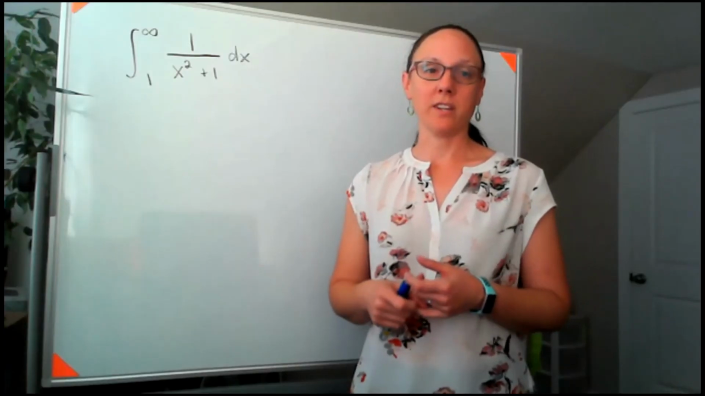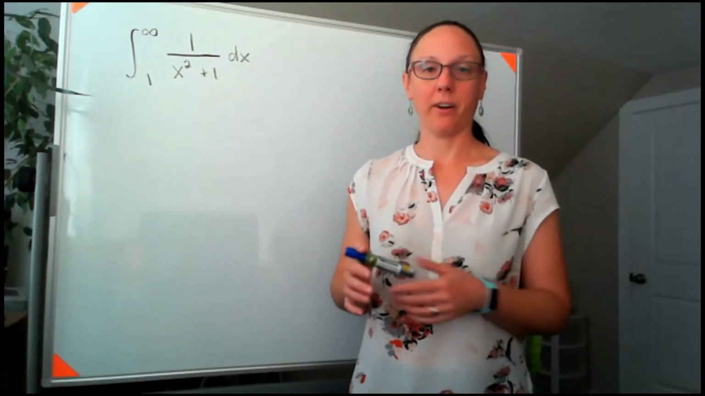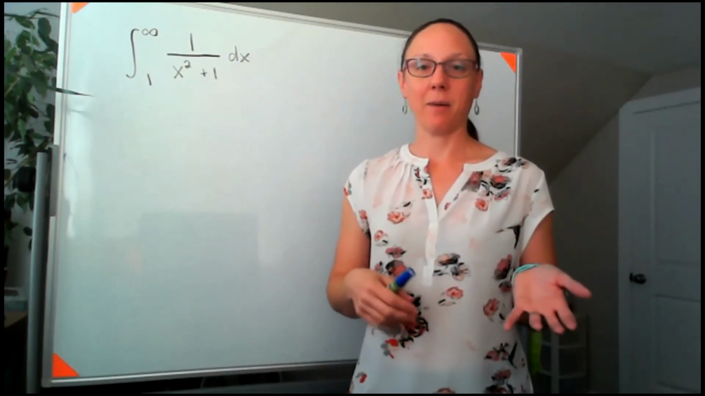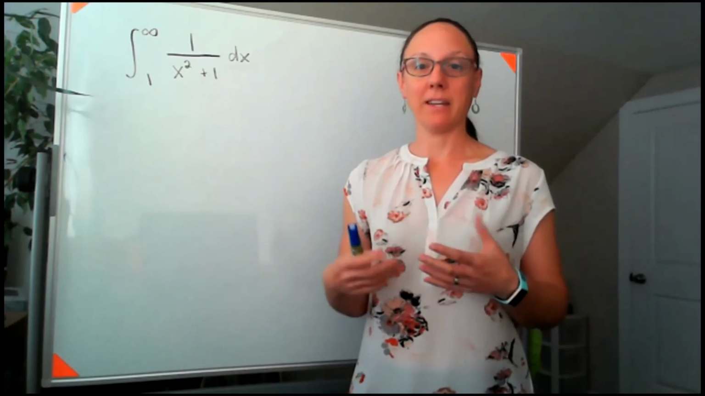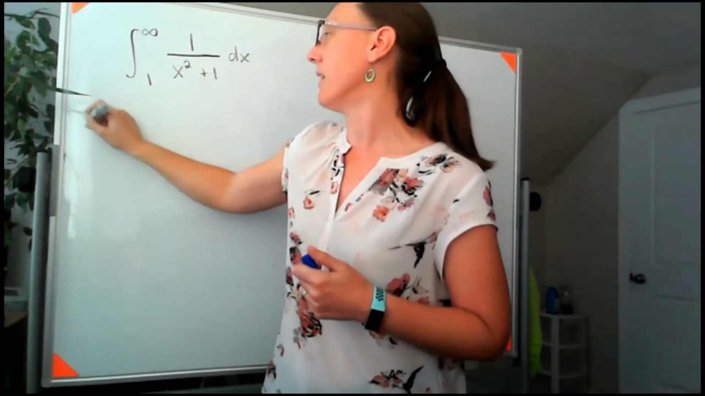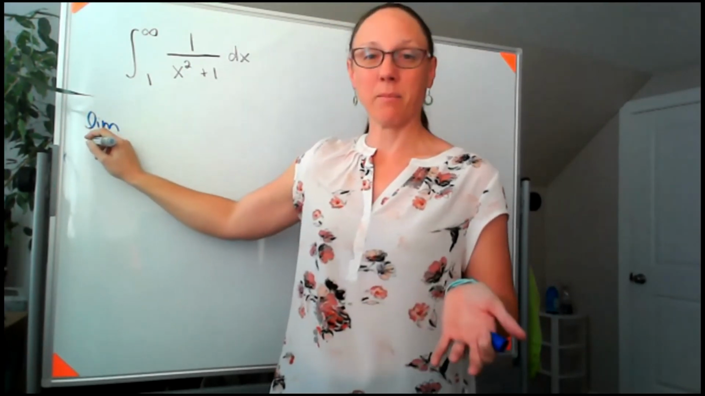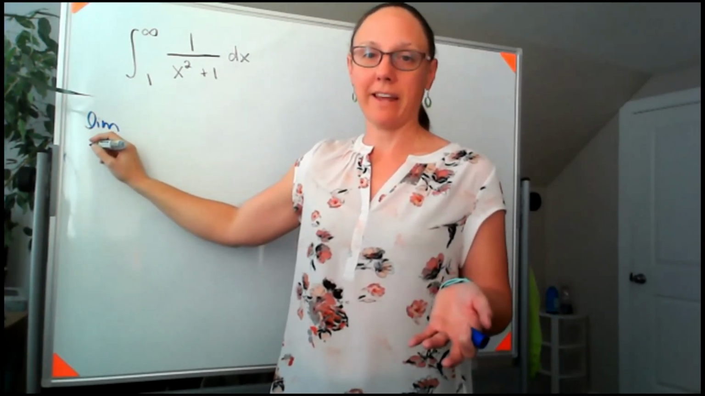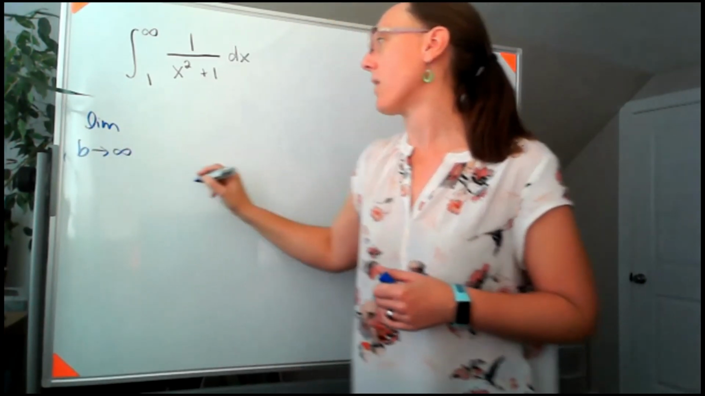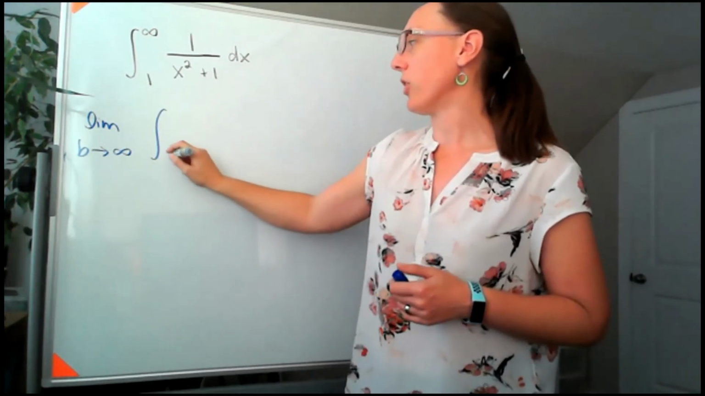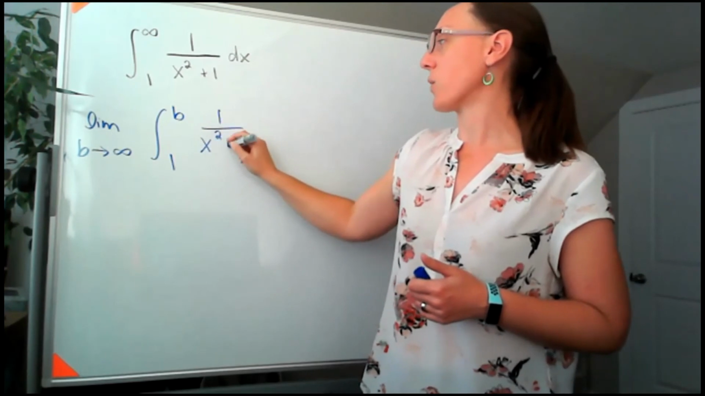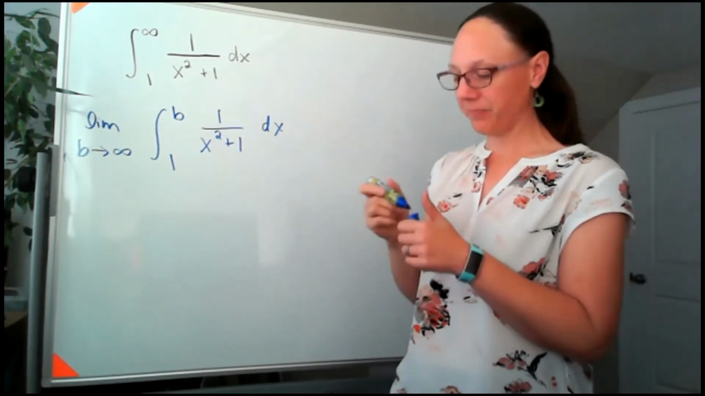Well, the first thing that we need to notice is that it is an improper integral because I've got that infinity up there. Like we were talking about last time, that means we're going to introduce a limit. So we're going to rewrite this to say the limit, and it doesn't matter what letter we choose. The book tends to choose A or B. So I'm going to let B approach positive infinity. And we're looking at this from 1 to B of 1 over x squared plus 1 dx.